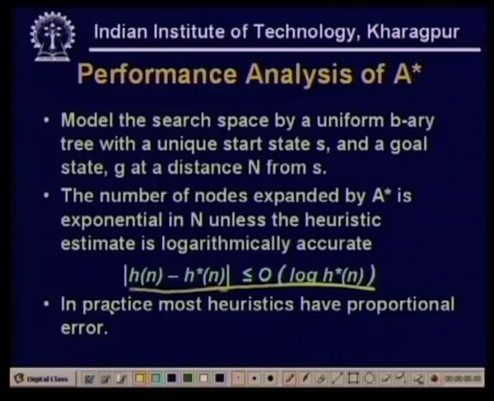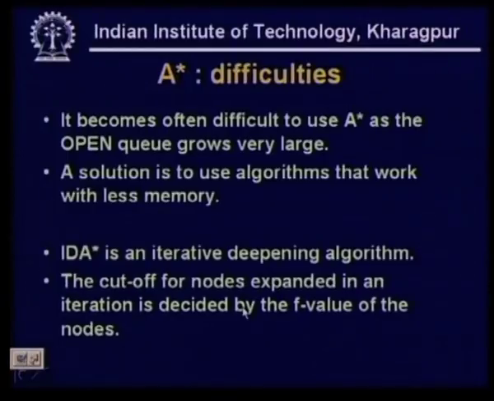However, in most cases we can say at most that practically the heuristic functions that we can get are at most proportional to h star of n. That is, the error is proportional, the error is not logarithmic, and in those cases A star has exponential complexity.